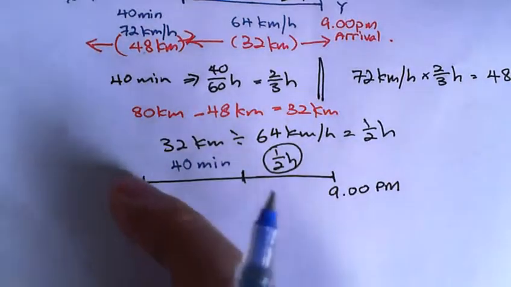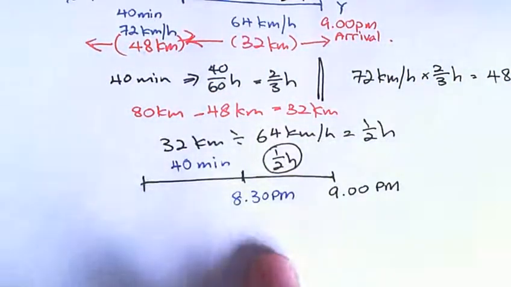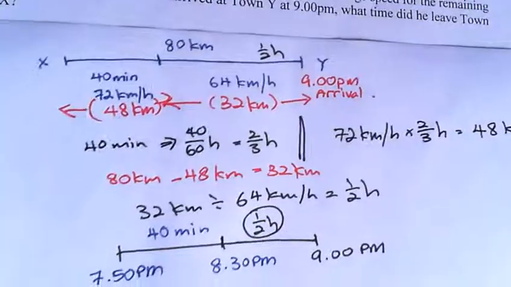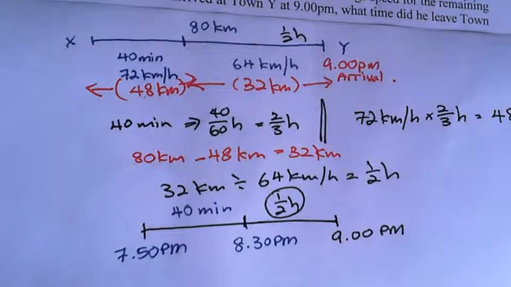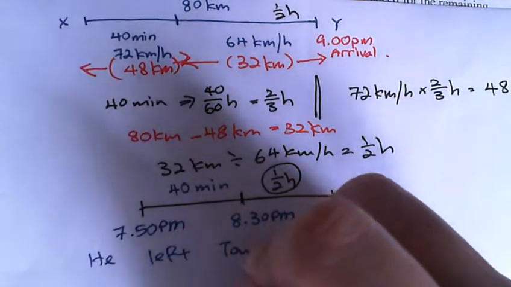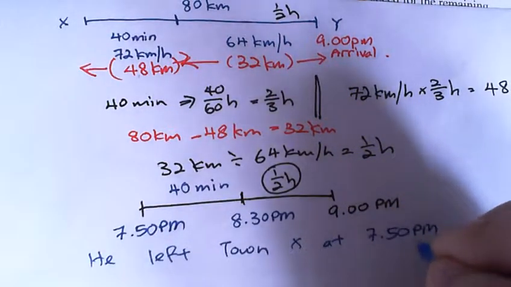Now, working backwards, this will be 8:30 p.m., and taking away 40 minutes, it will be 7:50 p.m. So, what time did he leave town X? He left town X at 7:50 p.m. Solved.